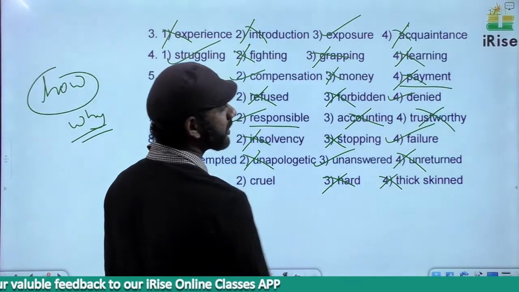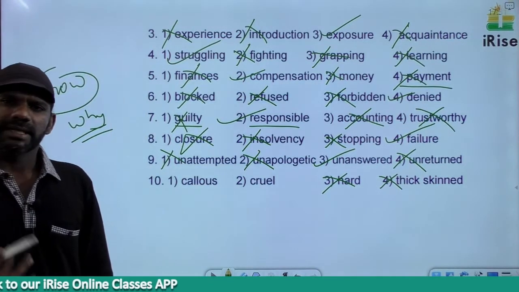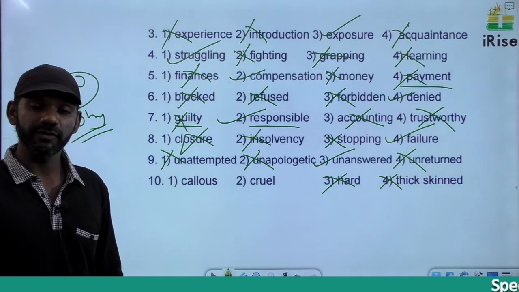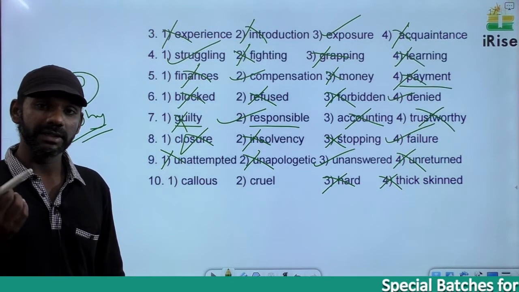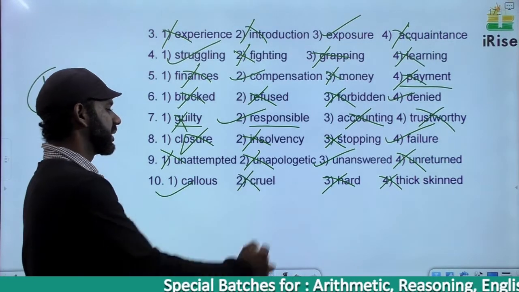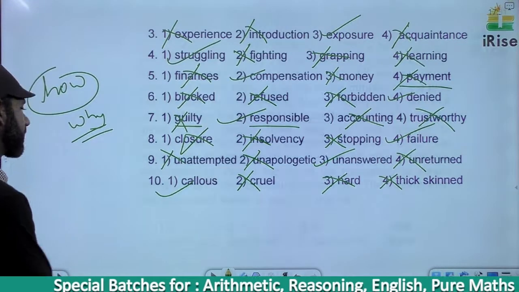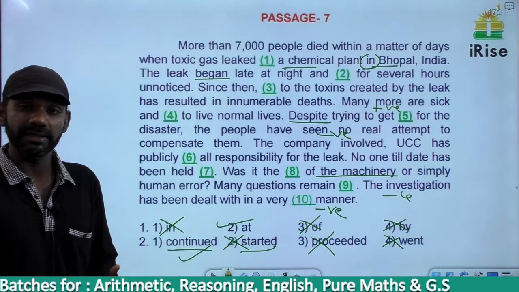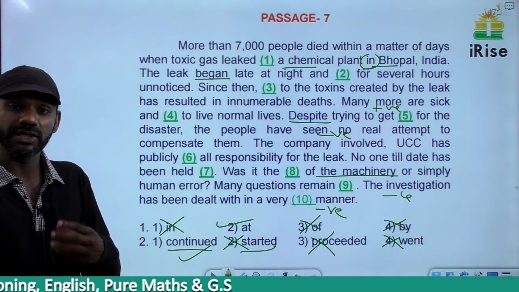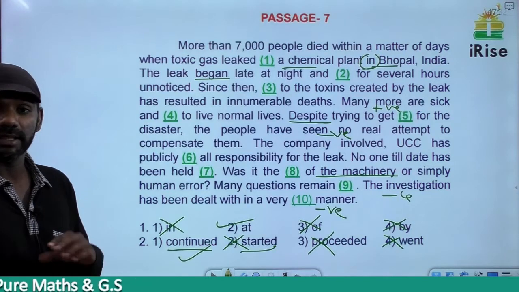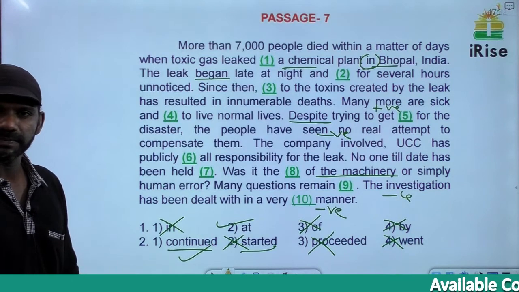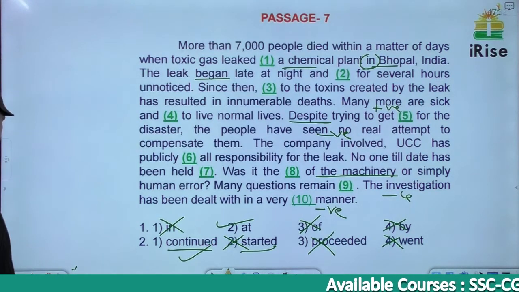Cruel manner means being very cunning, right? Careless means without any sympathy, without any concern for others, without humanity, being very insensitive. So the best option here will be careless. The investigation has been dealt with in a very careless manner. That means in an inhuman manner, without concern, without consideration for others. That meaning comes. So it must be: the investigation has been dealt with in a very careless manner. Got it? The next one.